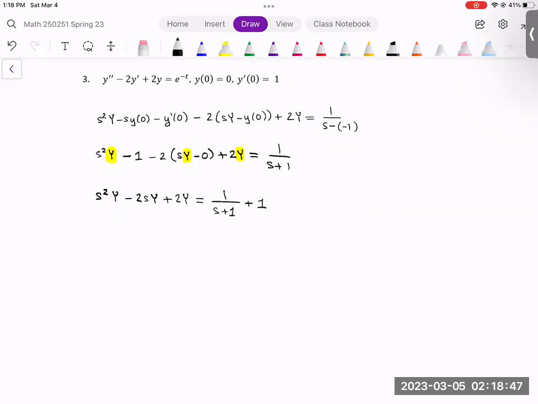And we can add these guys up together if we like. So this gives us s plus 2 over s plus 1. Let me do that a little bit more slowly. The common denominator is s plus 1. So we're just rewriting 1 as s plus 1 over s plus 1. So this gives us s plus 2 over s plus 1. Okay.